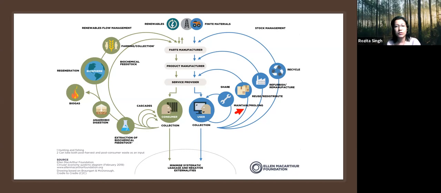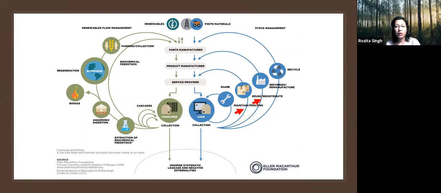Now, to make it easier to understand some of the strategies and commonly used terms, we look at the inner loops and terms like maintain and prolong. This innermost loop of the technical cycle is a strategy of keeping products and materials in use by prolonging their lifespan for as long as possible. So we are really designing for durability here. And these longer lasting products can also be shared amongst various users.